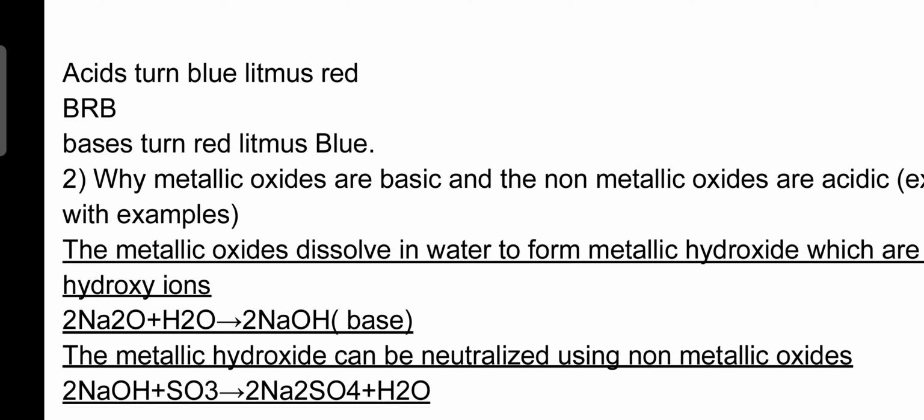Now, another abbreviation is BRB. BRB is base turning red litmus blue.